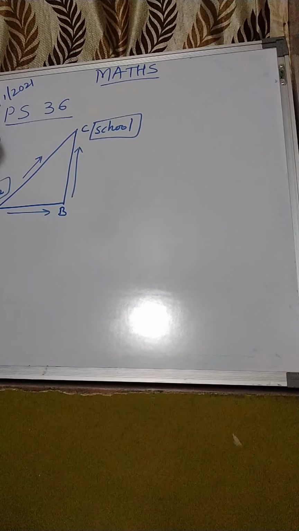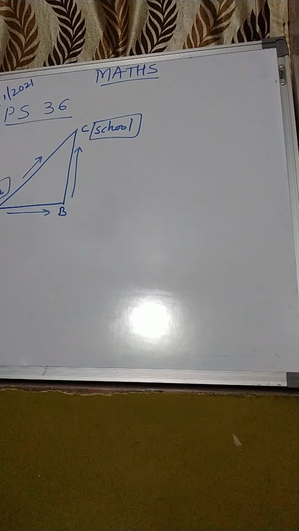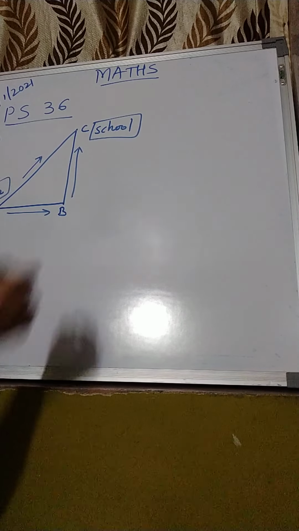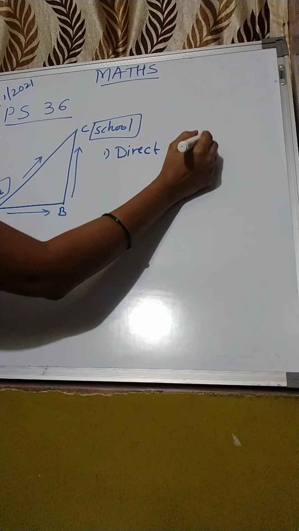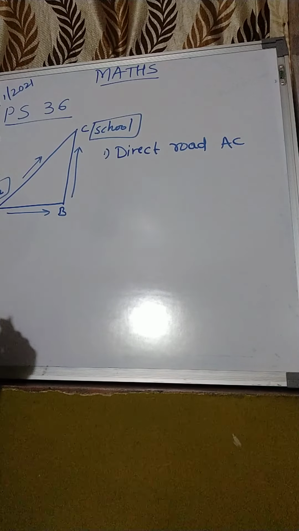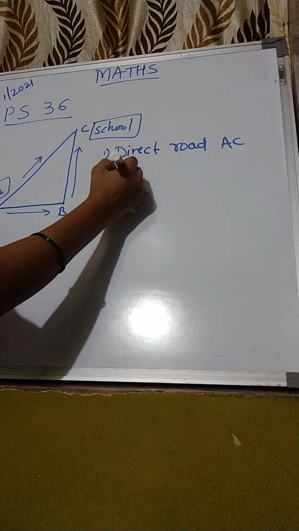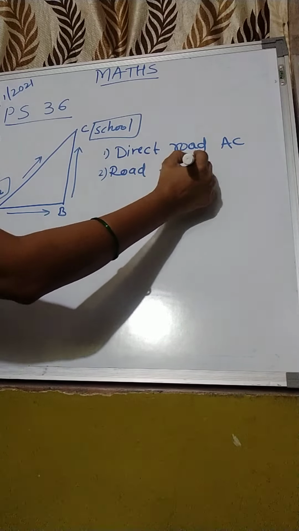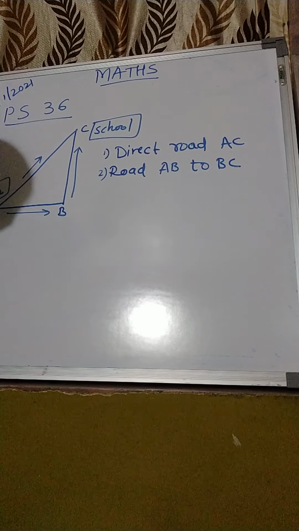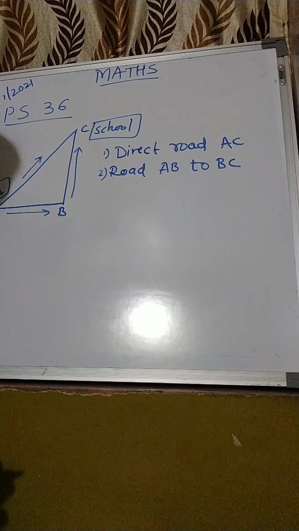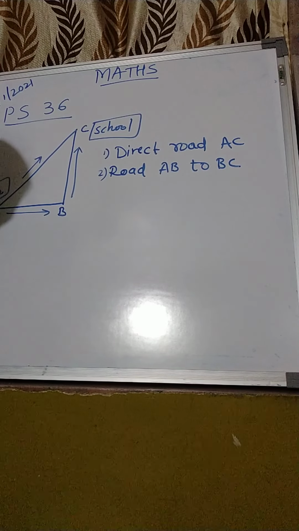There are two ways to go to school. One way is direct from home to school, that is the direct road AC. Second, he can move to B, then move to C. That means the second is road AB, then road BC. All the roads together form a triangle.